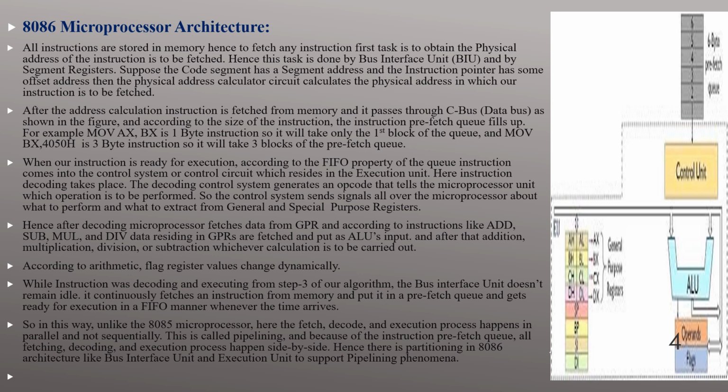This is achieved through, first one, instruction fetching, that is the BIU continuously fetches instructions and fills the prefetch queue. Second one is decoding and execution. Once an instruction is ready, it is decoded in the execution unit, where data is fetched from general purpose registers, that is GPRs, and processed by the ALU. Third one is the dynamic flag register. In the flag register, the values change dynamically based on the results of arithmetic operations, providing status information about the outcome of the operation.